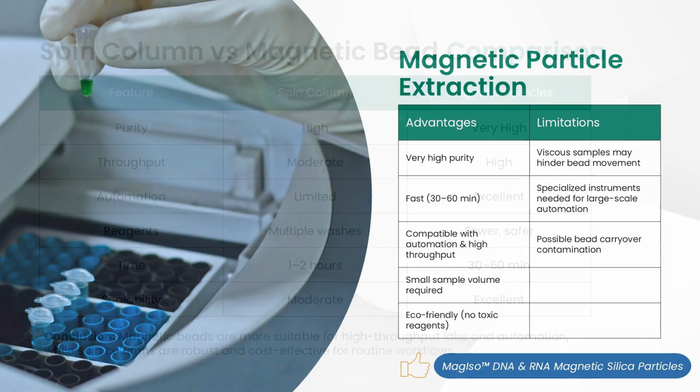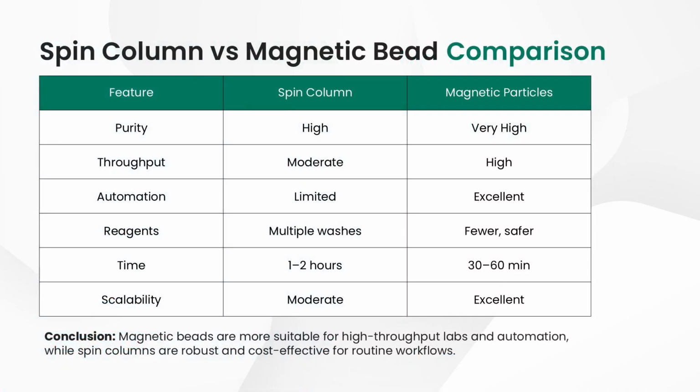Let's summarize. This table highlights the key differences. In terms of purity, both methods are excellent, but magnetic beads often deliver slightly higher consistency. For throughput and automation, magnetic particles are the clear choice. Spin columns, however, remain highly cost-effective and practical for routine laboratory use. Ultimately, the decision depends on your workflow scale and requirements. And this is where CD Bioparticles can provide tailored solutions for both approaches.